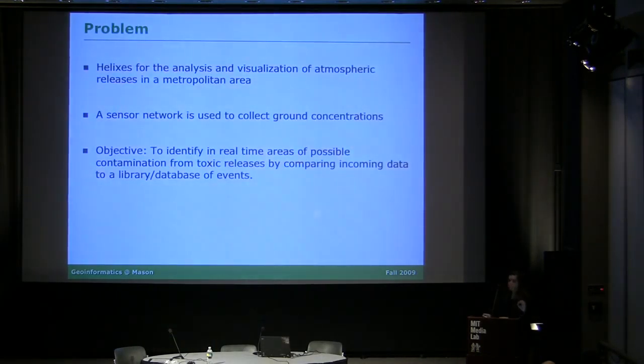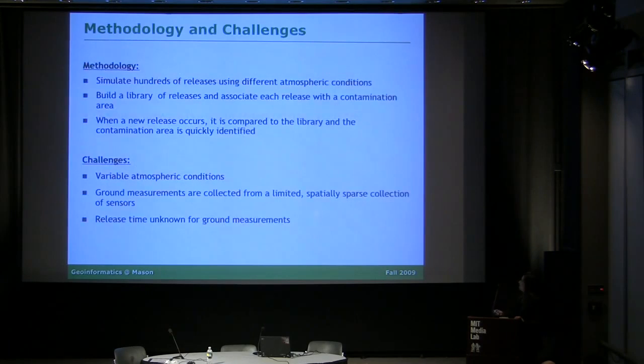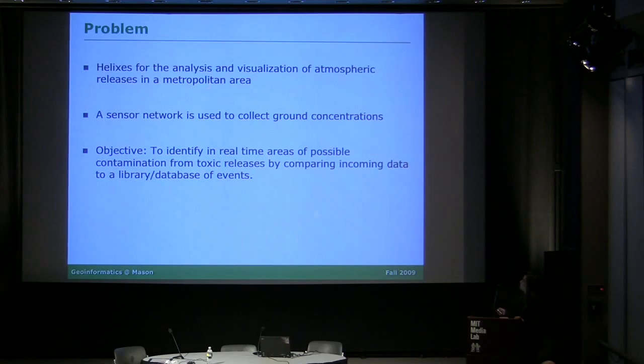Now, what is the problem that we are facing with respect to our work in the spatial-temporal modeling arena? We have the helixes, which I showed you before, that we can use, as I mentioned many times already, for a variety of phenomena. But coming back to a phenomenon that is dynamic and rapidly evolving, such as atmospheric releases in a metropolitan area, can it be used?